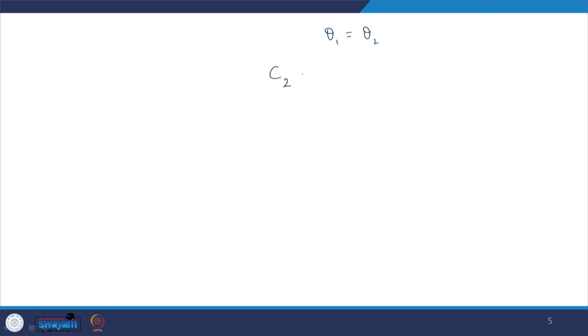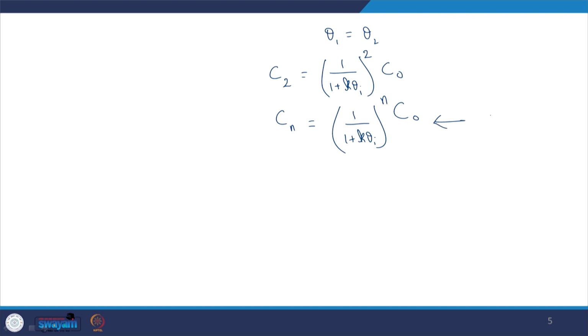Let us say for C2 it is going to be equal to 1 by 1 plus k into theta I, theta being the one for each reaction, whole squared, times C naught. So, similarly Cn, if there are n reactors, equals 1 by 1 plus k times theta I to the power of n, times C naught, or what is coming in, let us say. So, this is for the case when CSTRs are in series, yes. Again, no need to mug anything up, but just trying to understand the system.